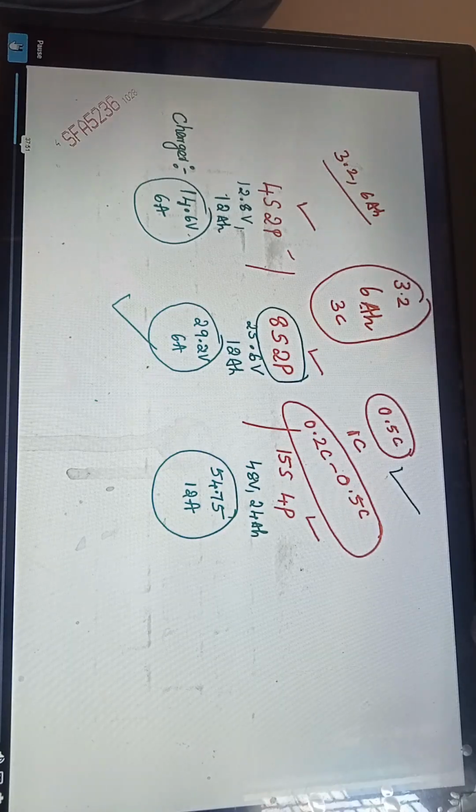Okay, right. So now we try to draw the 4S2P configuration. Tell me how I should draw the 4S2P configuration. Anyone? Just help me. What should I do in order to make a 4S2P configuration of battery? Totally tell me how many cells will come. How many cells in series? How many cells in parallel?